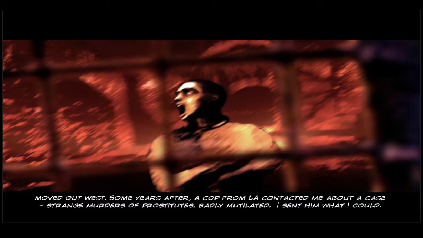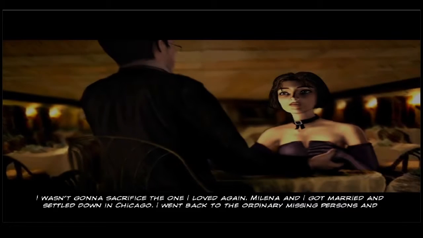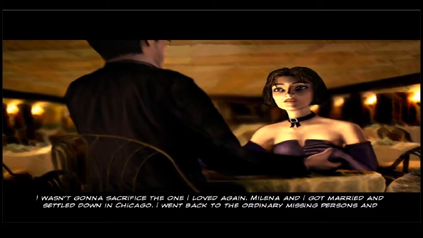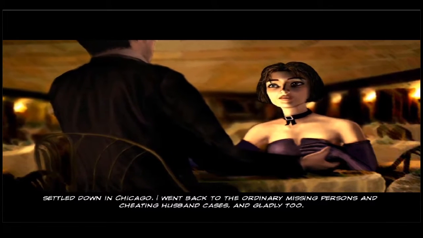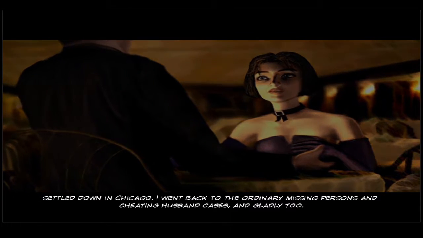Some years after, a cop from LA contacted me about a case. Strange murders of prostitutes, badly mutilated. I sent him what I could, but I told him I wasn't going near it. I wasn't going to sacrifice the one I loved again. Milan and I got married and settled down in Chicago. I went back to the ordinary missing persons and cheating husband cases. And gladly, too.